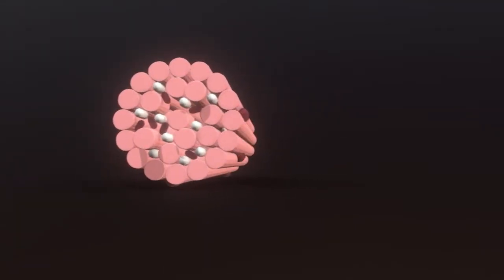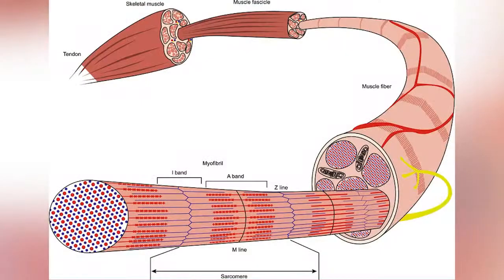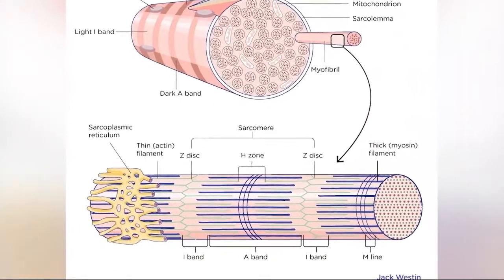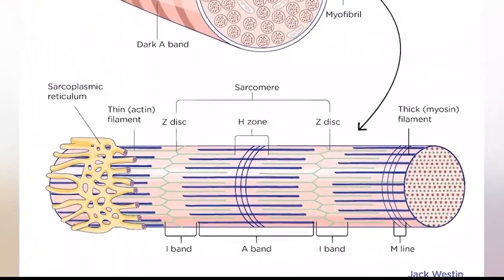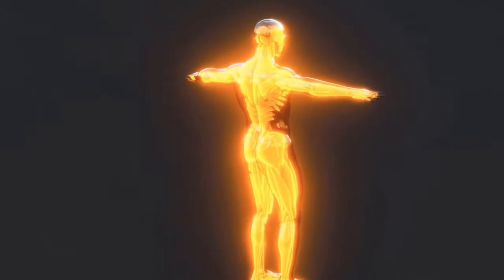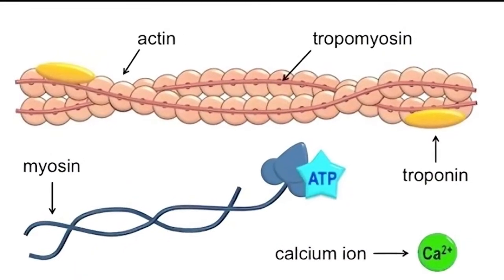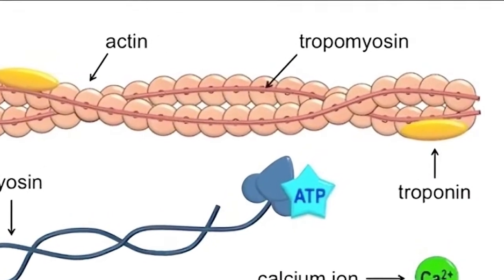Sarcomeres are the parts that actually help the muscle squeeze and pull. They have 2 kinds of threads: thick threads called myosin and thin threads called actin. The myosin heads grab the actin and pull it, making the muscle shorter and tighter. This is how a muscle contracts, or works. 2 helper proteins, called troponin and tropomyosin, help decide when the actin is ready to be pulled.